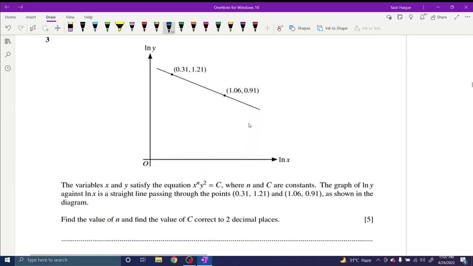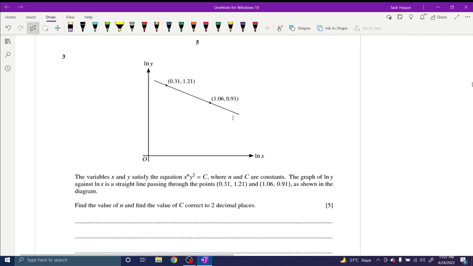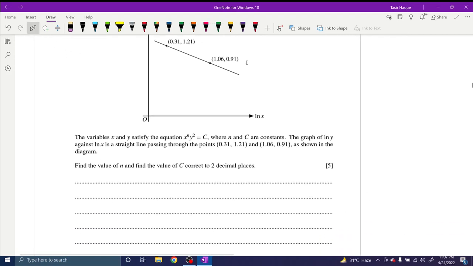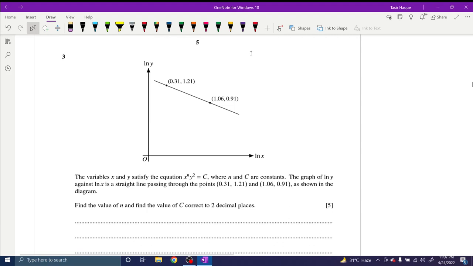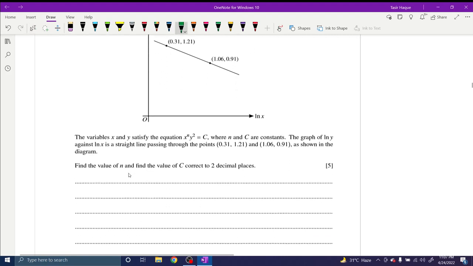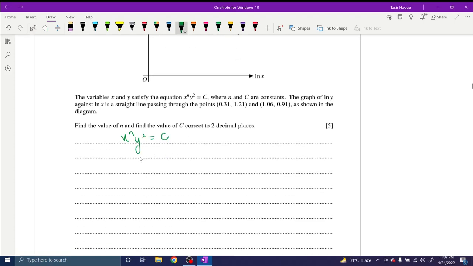Let's do this next one. What do we have? ln y is equal to this. Find the value of n and find the value of c correct to 2 decimal places. We know that x to the power n times y squared is equal to c. So ln of x to the power n y squared is equal to ln c, or ln x to the power n plus ln y squared is equal to ln c. Sorry, I missed the ln above.